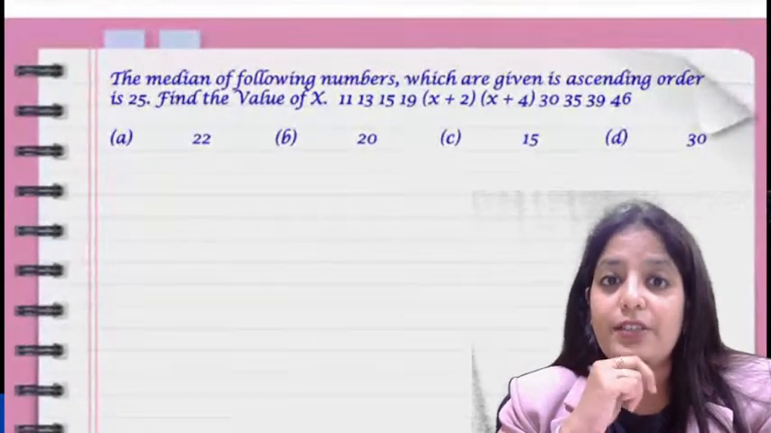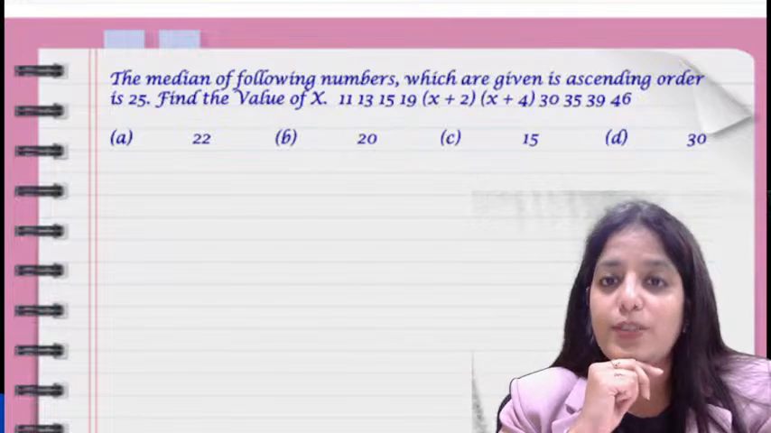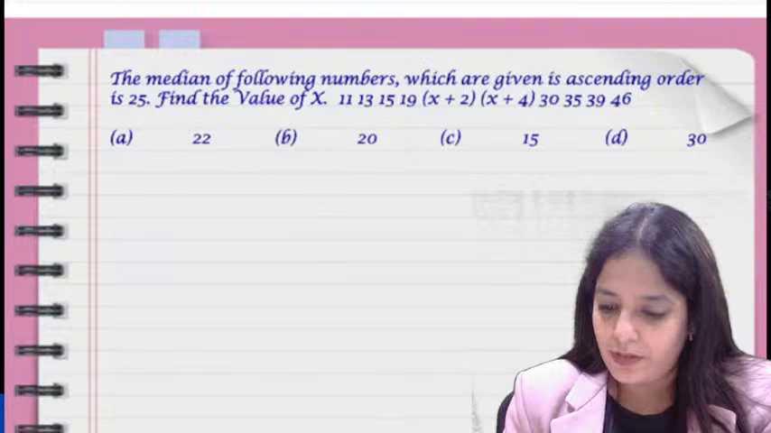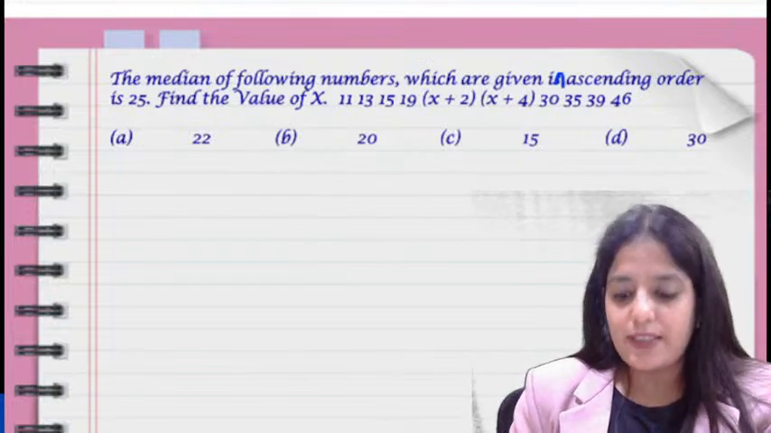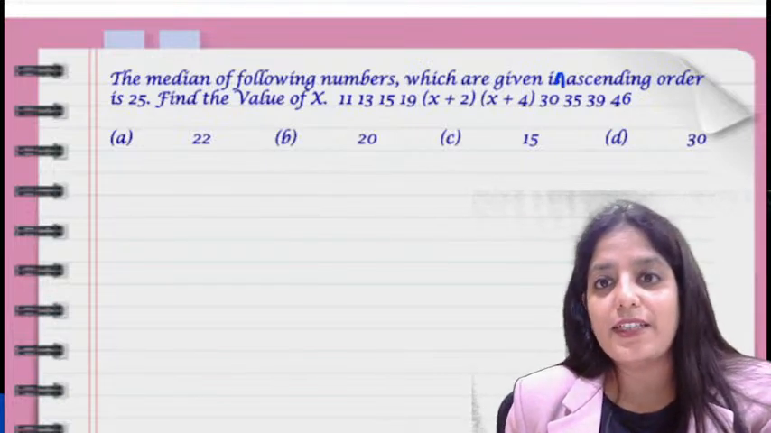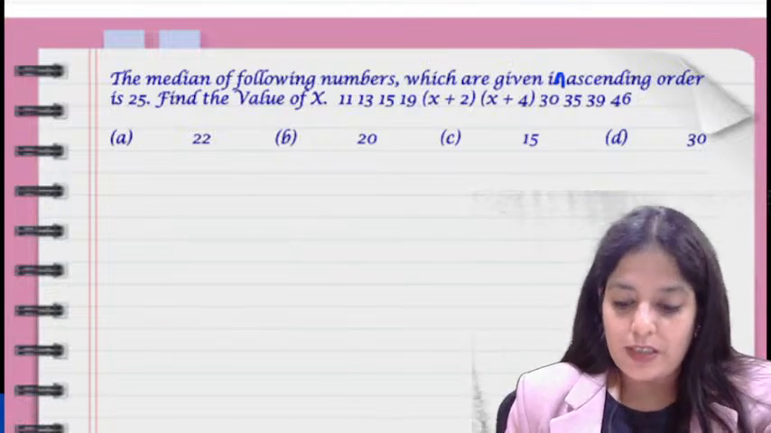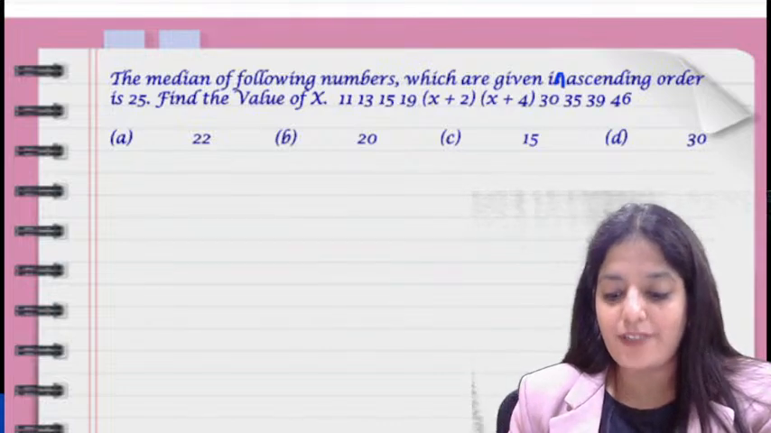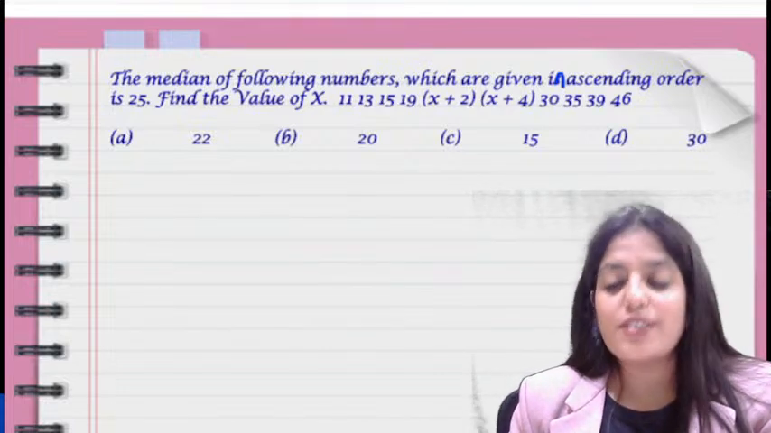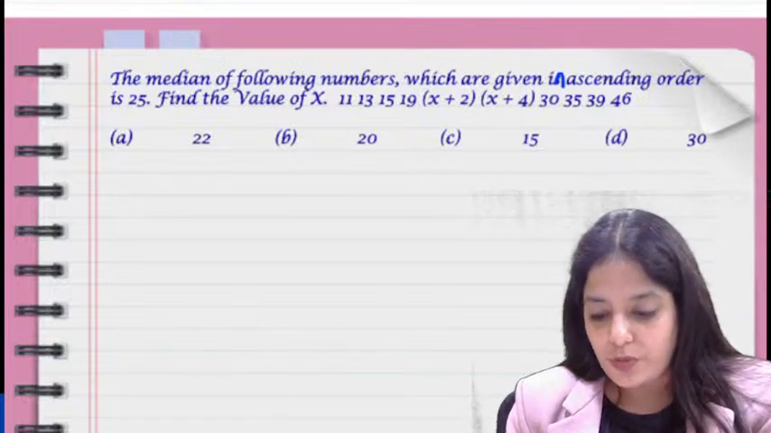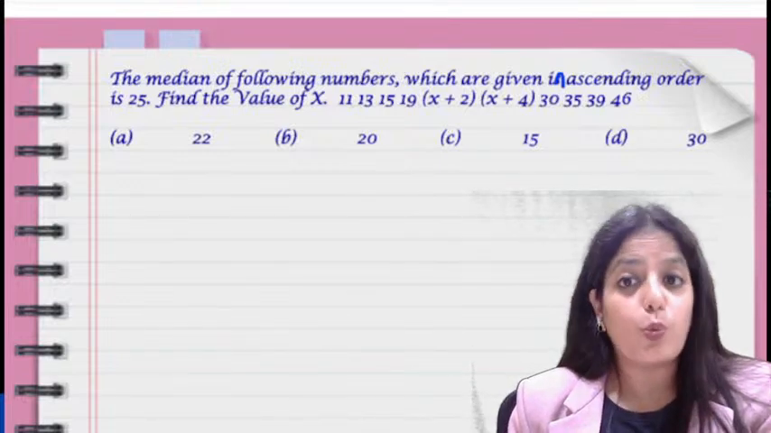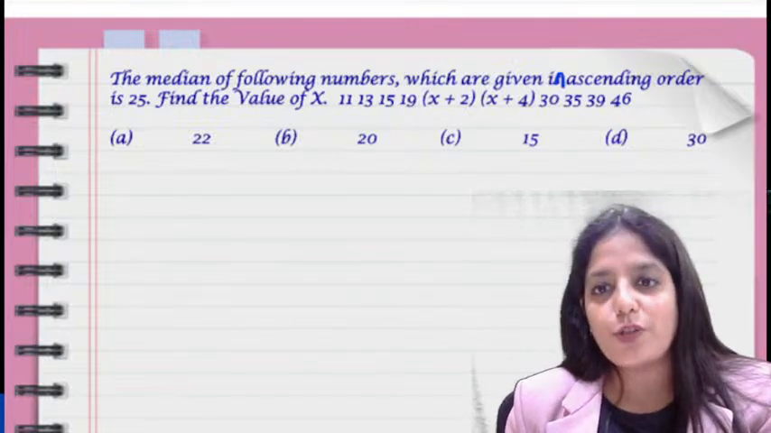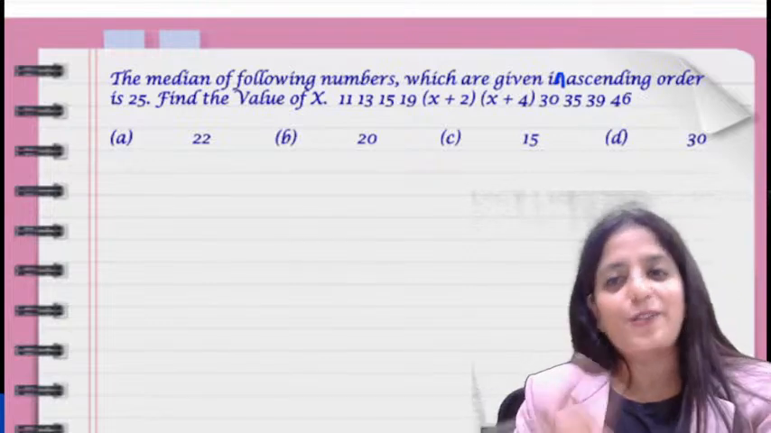It says the median of the following numbers, which are given in ascending order, is 25. That means the numbers they have given are already in ascending order. They have already calculated the median. What are they asking you to find? Find the value of x. Now just count the number of observations. 1 2 3 4 5 6 7 8 9 10. We have 10 observations. That means an even number of observations. Not to worry at all, we'll just use the logical approach and quickly solve it.